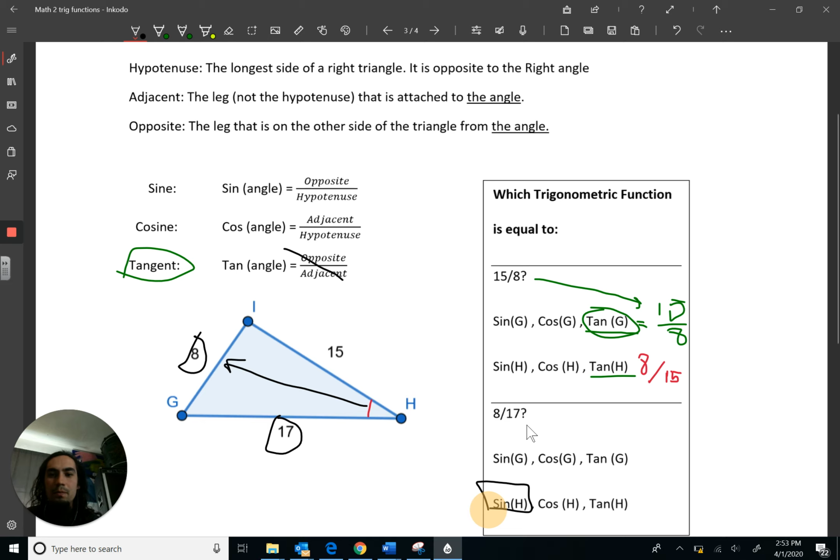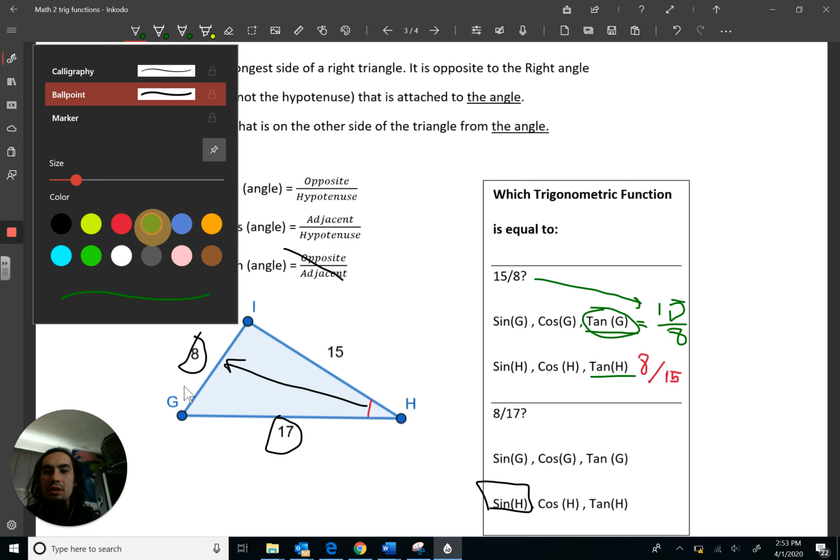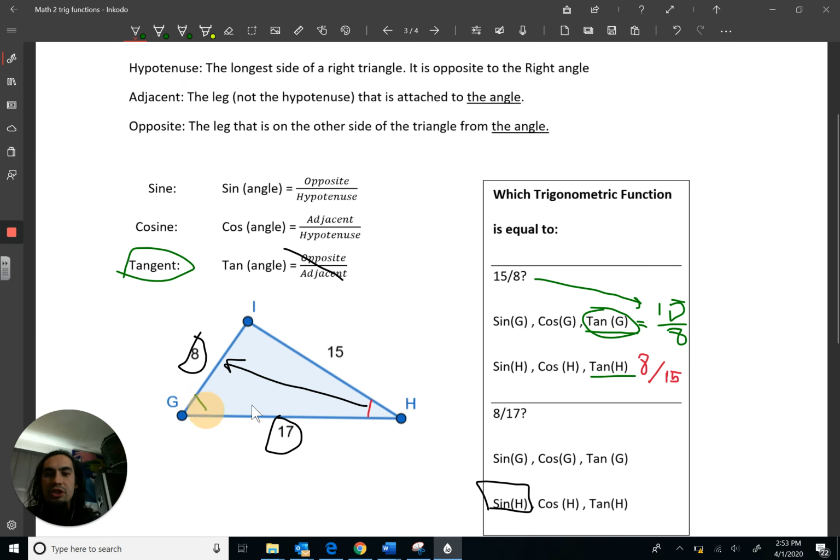So that works. But hold on, guys. There's something else. What if we started with angle G? 8 is the adjacent side. So this looks like adjacent over hypotenuse. So this is actually adjacent over hypotenuse for G. When I'm looking at angle G, it's the adjacent. What's adjacent? Adjacent is cosine. So that means this here also. Both of these answers give you the same ratio of 8 over 17. All right, so this question actually has 2 answers.